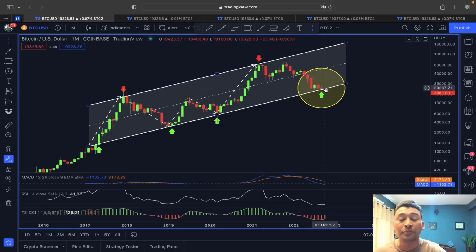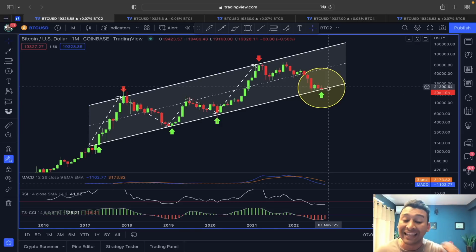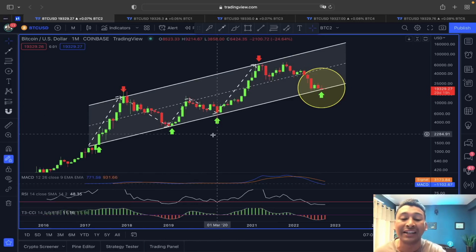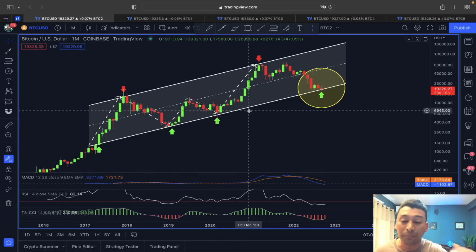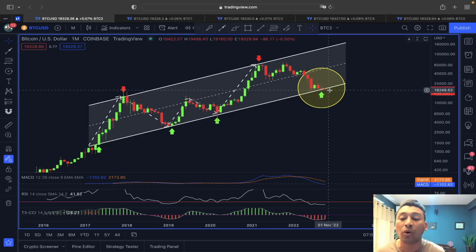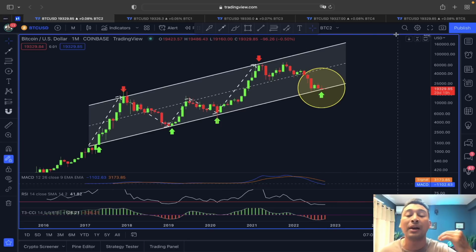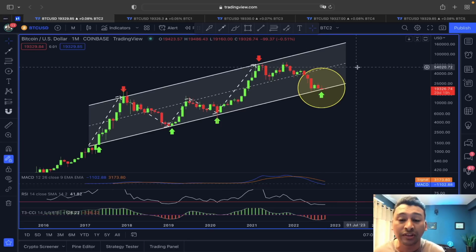Because if we break this 18 to 19,000 support line, then this movement which has been playing out since 2018 is going to be invalid. I mean, the price is going to break the support from the lower line area of this ascending channel and clearly head towards this 11 to 12,000 range. That's our worst case target for Bitcoin, consolidating around that area before starting a new impulsive movement.